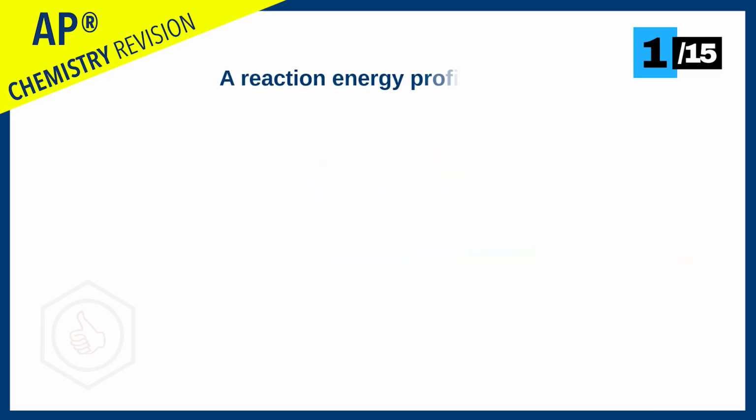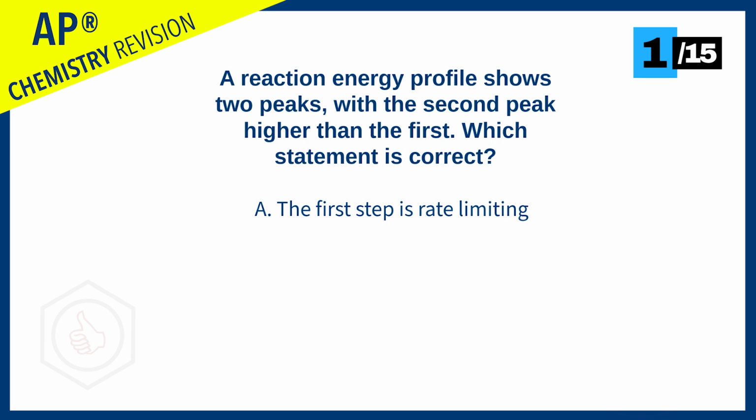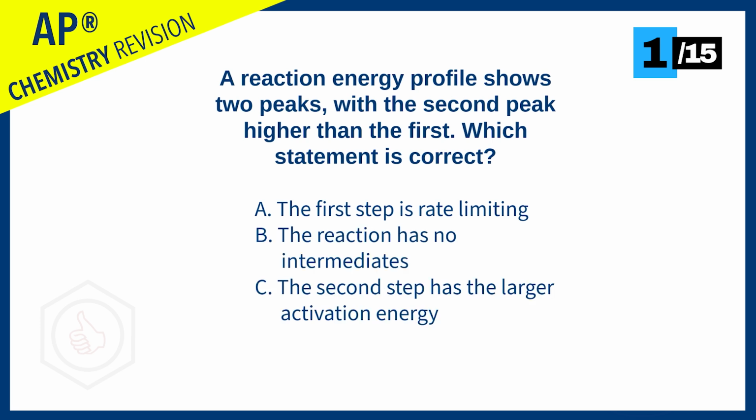A reaction energy profile shows two peaks, with the second peak higher than the first. Which statement is correct? The first step is rate limiting. The reaction has no intermediates. The second step has the larger activation energy. Or the overall reaction occurs in one step.